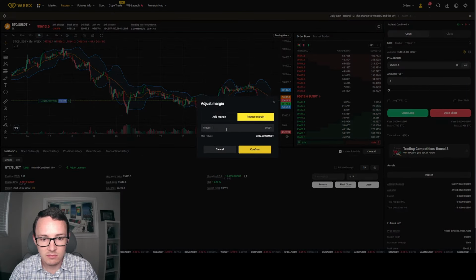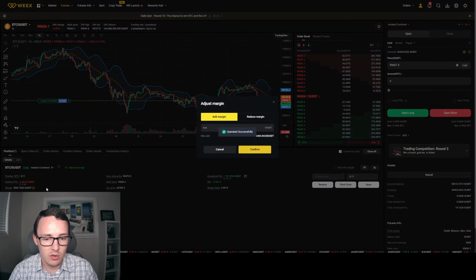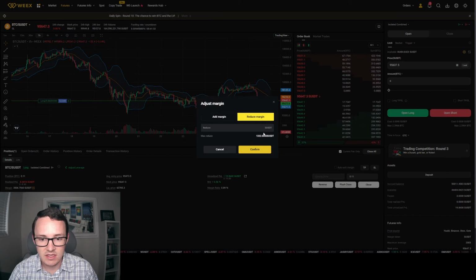But if we want to reduce margin, and let's say the max we can reduce, because we want to go to 10x leverage, the max we can pull out is 2,300 USDT. If we were to adjust this leverage down, let's say back to 5, the amount that we can pull out should decrease. Yeah, see, now it's only $1,332 of USDT.